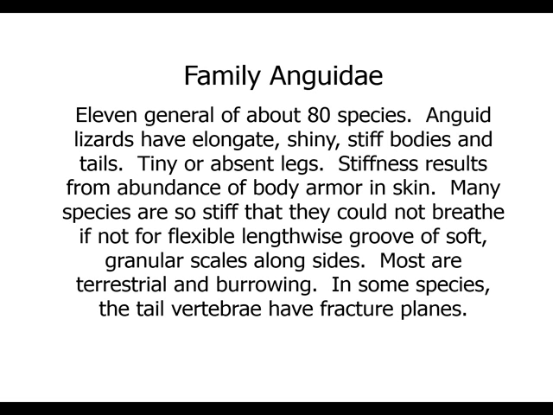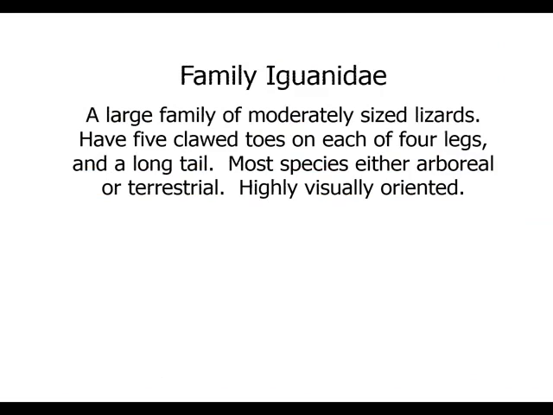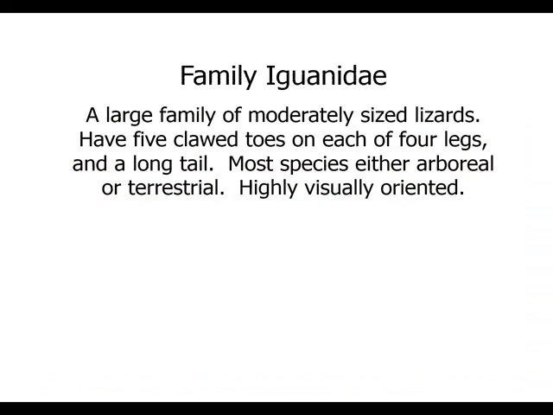They are terrestrial and they burrow. And in fact, in the ones that we have, the tail vertebrae have fracture planes, and the tail will break off quite easily. That's true of a lot of the lizards that we have. This is the slender glass lizard, reaches a length of about 1 meter, and we also have the eastern glass lizard, very similar in size. We'll worry about distinguishing them if we have to.